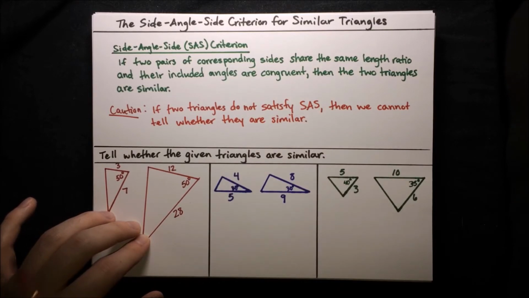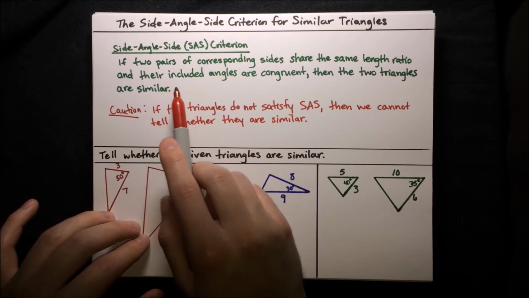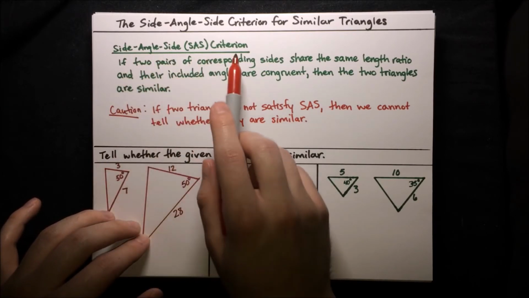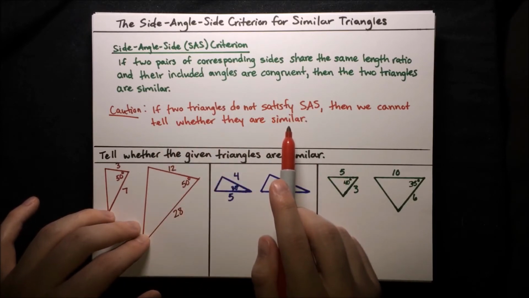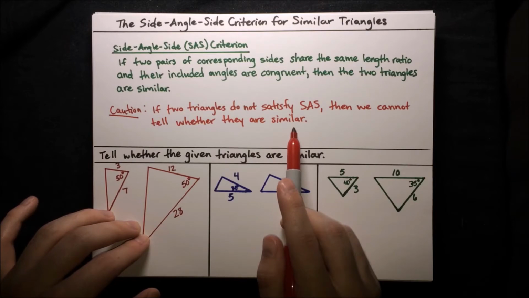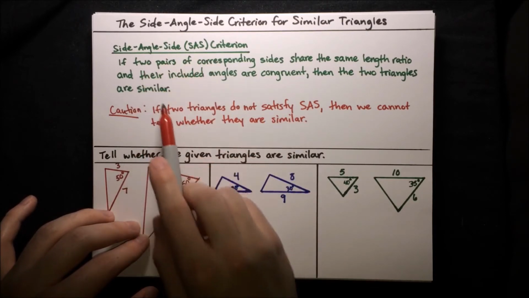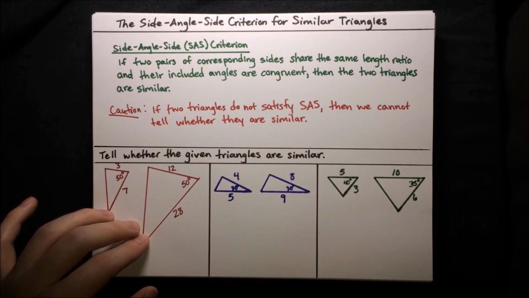We know that if two triangles do satisfy the side-angle-side criterion, then they are similar, and therefore it's really tempting to say that if two triangles don't satisfy the side-angle-side criterion, then they're not similar. But this isn't always true. Sometimes we just don't know enough about the triangles to tell whether they're similar. So if two triangles don't satisfy this criterion, they still may or may not be similar. We just don't have enough information to tell. Alright, so let's move on to some examples.